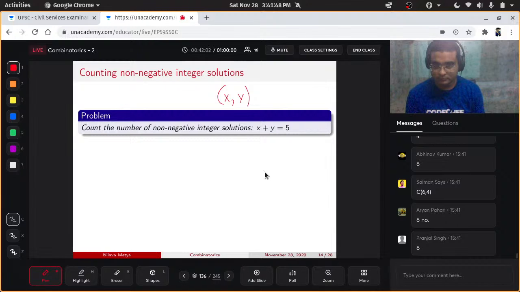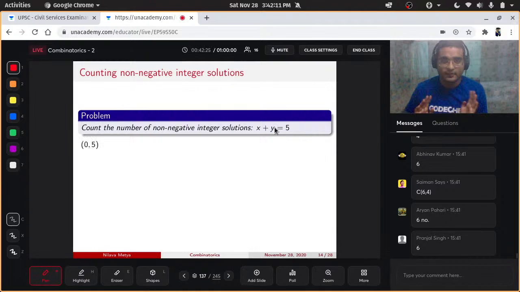Instead of looking at the answer first, let us just list them down. That's the easiest. X can be 0. If X is 0, what can Y be? Y has only one option. If I go to X and tell it, you are 0, nothing else, Y has to be 5. I can't do anything.